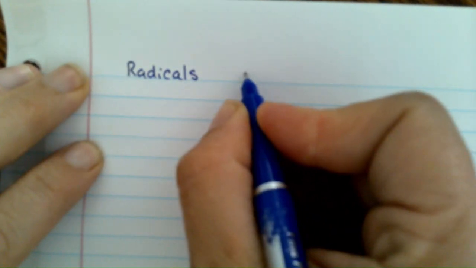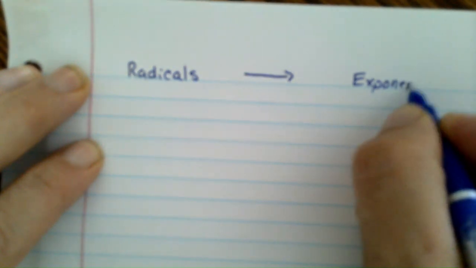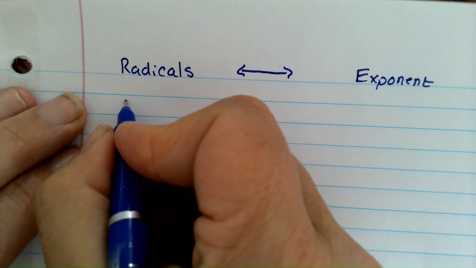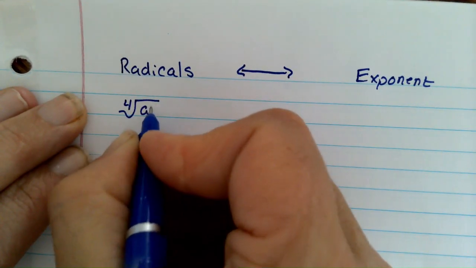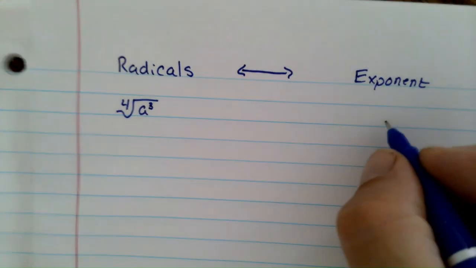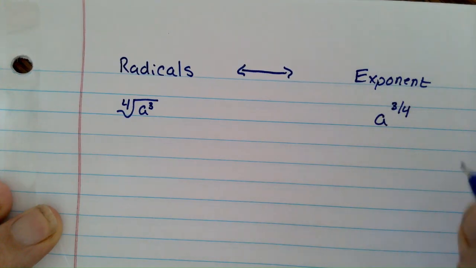Okay, now all these exponent rules actually apply to our radicals, but the reason is because of the relationships between radicals and exponents. So we can actually change from radical form to exponent form and back. So the fourth root of a cubed. Okay, well, that's actually the same as a to the 3/4.